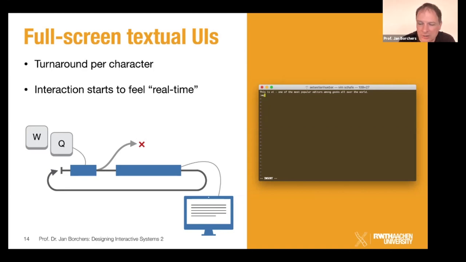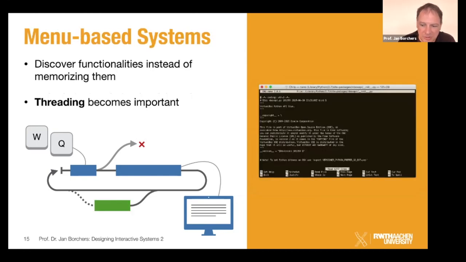And that's why, when we look at the next way of doing this, menu-based systems, we actually see a better way of addressing this. Menu-based systems actually show you, this is an example, still text-based, but this is now the GNU Nano editor. And as you can see, not only do you have your full screen text there, but you also have options at the bottom. So it's addressing a couple of these things.